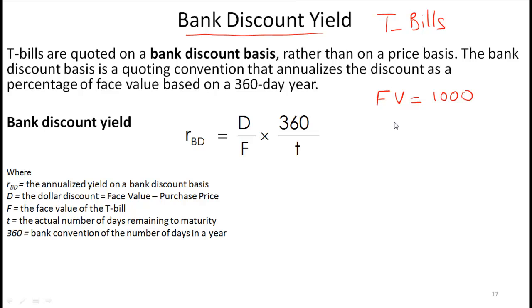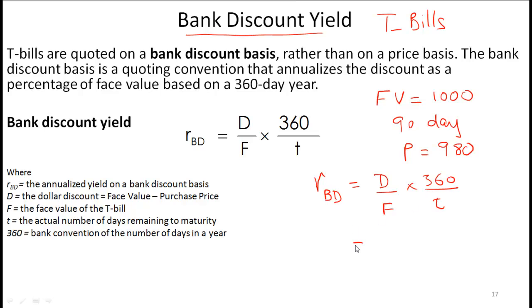if this is a 90-day or 3-month T-bill, and let's say that the current price of this T-bill is equal to 980. So what is the bank discount yield? Bank discount yield is typically denoted as RBD, and the formula is the discount divided by face value into 360 divided by T. The discount refers to the discount relative to face value.